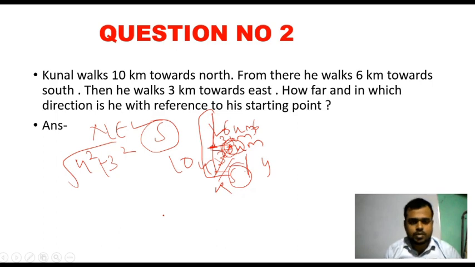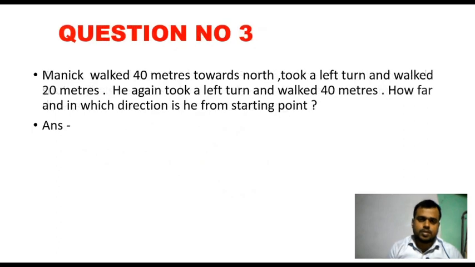Now moving to question number 3. You just have to read one sentence, and after that draw one diagram. You can clearly observe it in the question. In question number 3, Manik walked 40 meters towards north. Suppose here is Manik. Suppose this is 40 meters towards north.